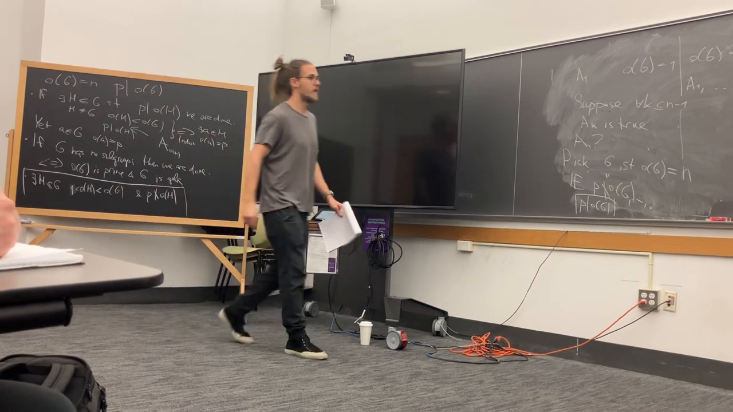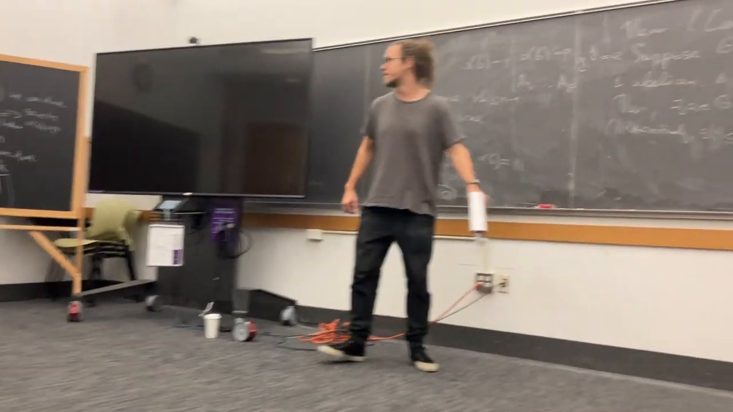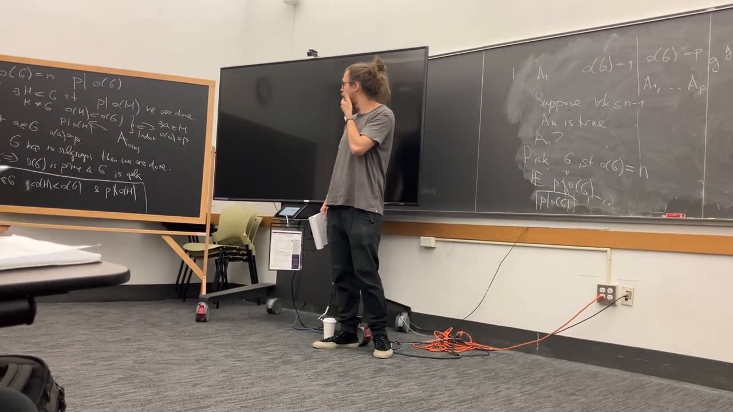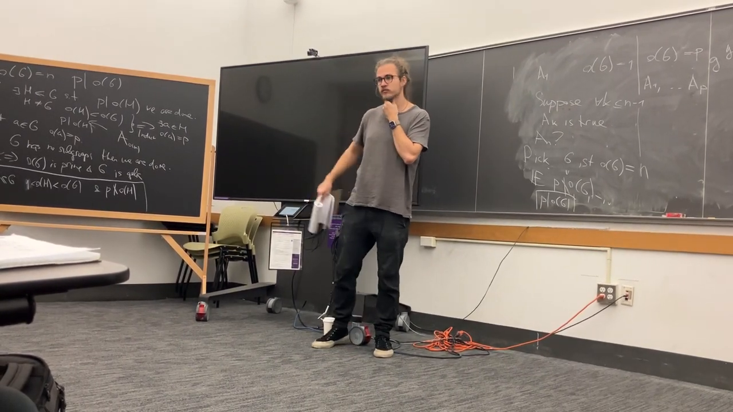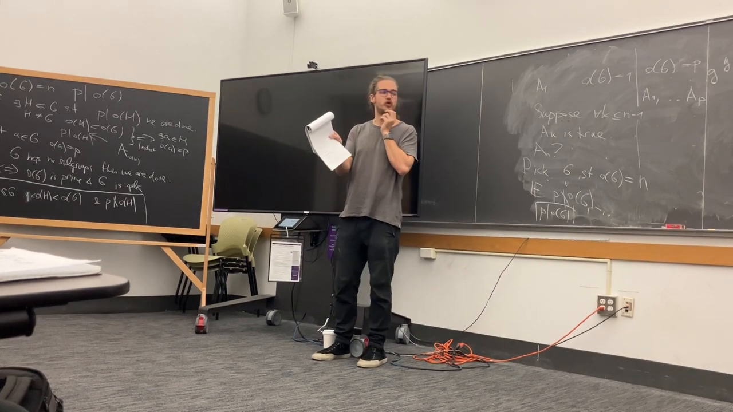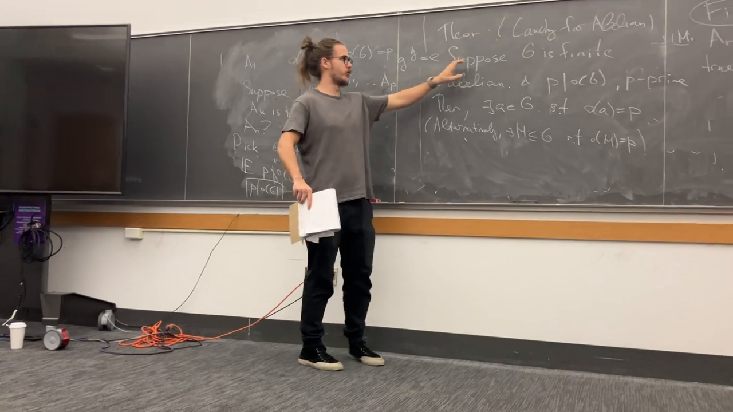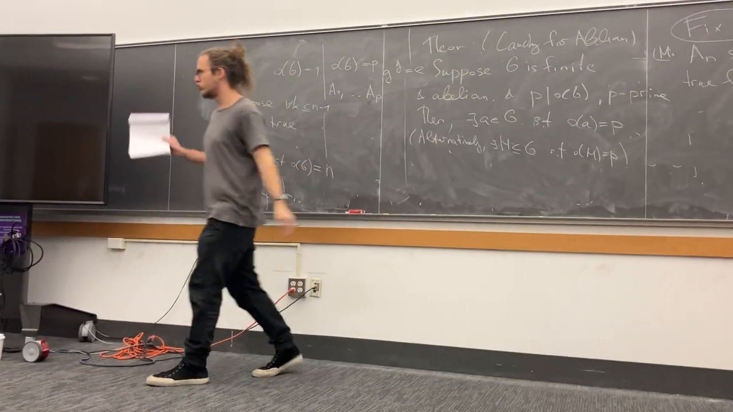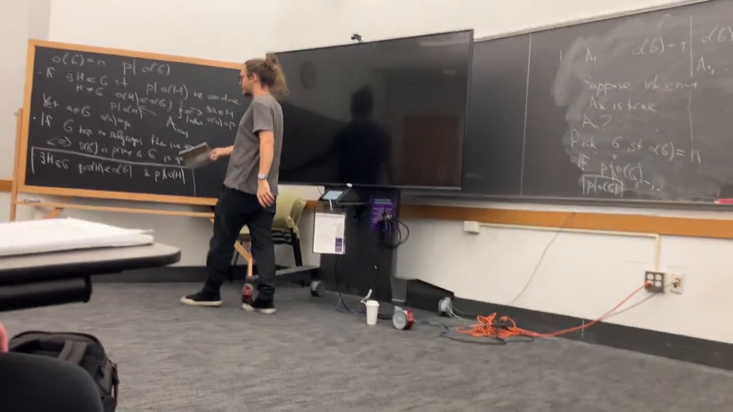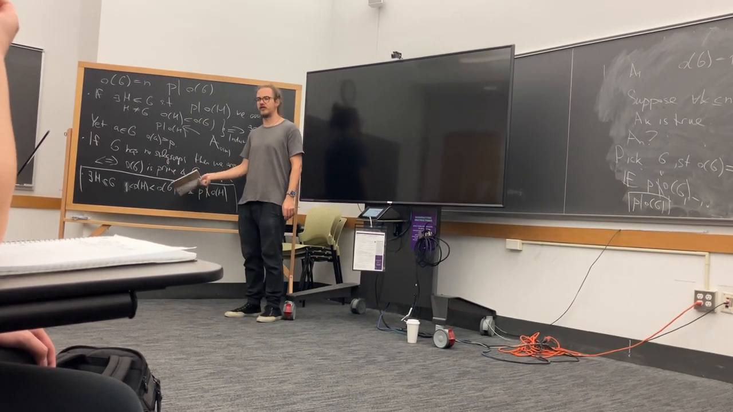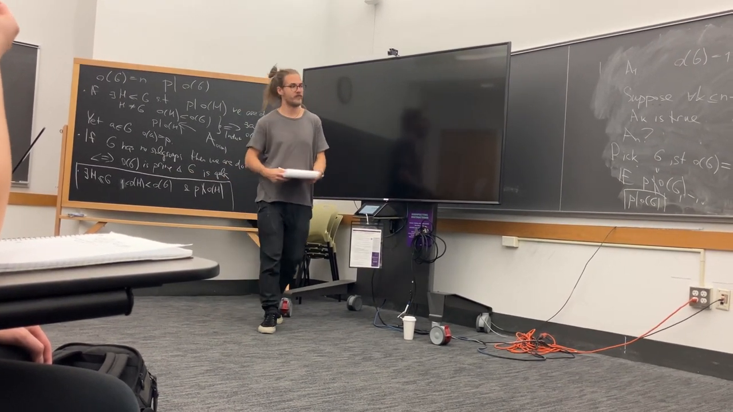I have a quick question. Why, so far, have we needed the fact that G is abelian? No. Okay, but that's a very good point. Technically, the proof of Sylow's theorem without the abelian case will also end up in here. But this is the meat. This is the hard part.